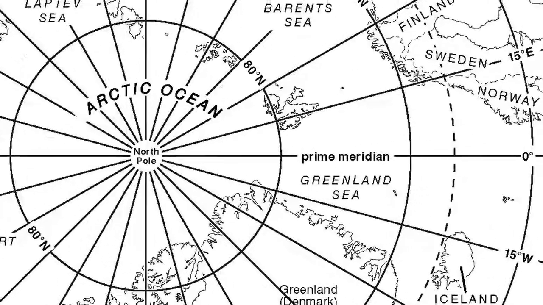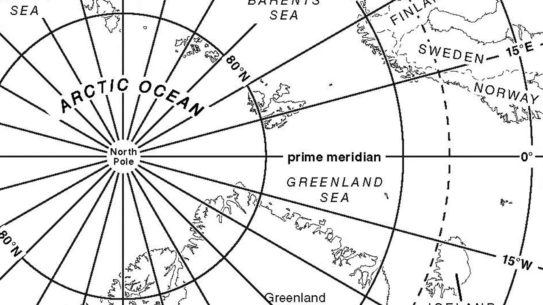Take a look at the prime meridian and notice that the meridians fan east and west. There are 15 degrees between each of the meridians on this particular map.